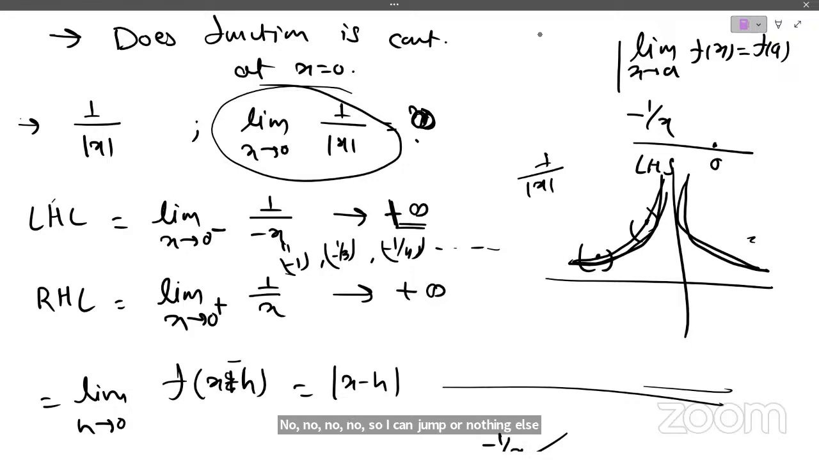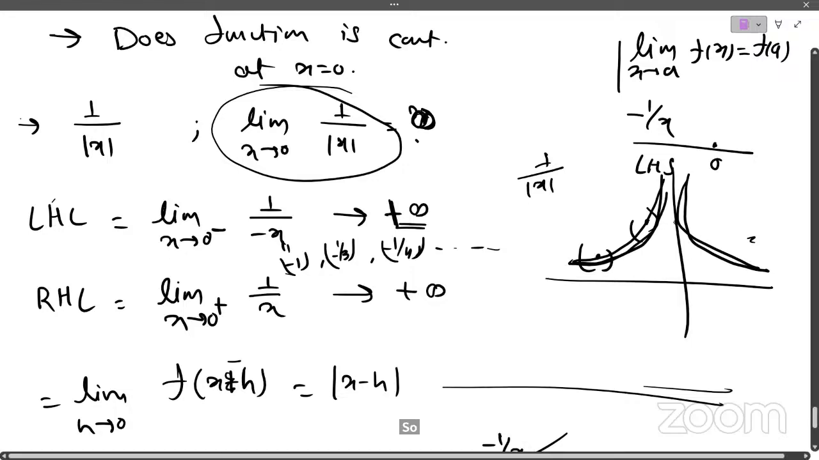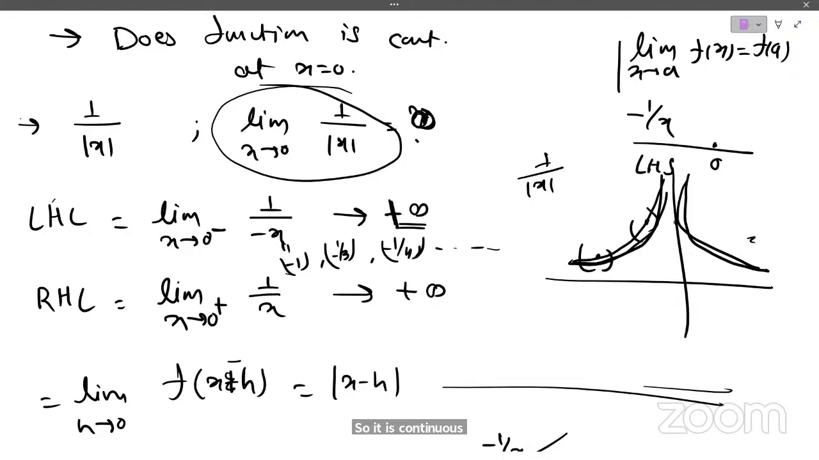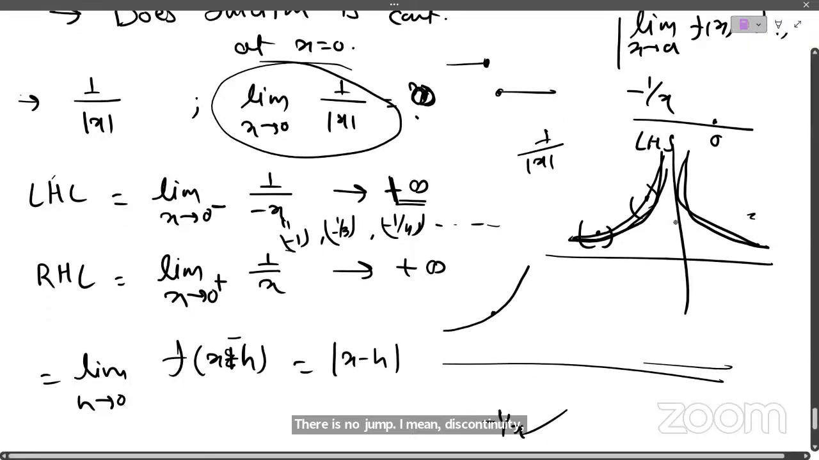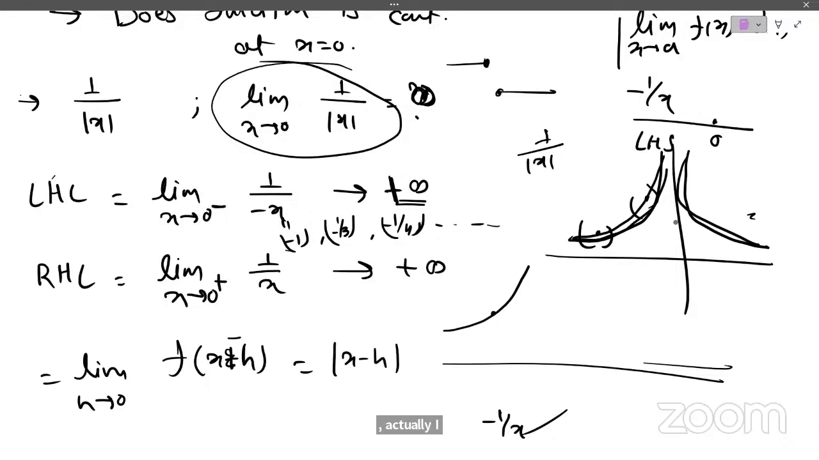So it is continuous, because there is no vertical asymptote? No, a vertical asymptote is something else. The graph is moving so smoothly, there is no jump. But what do you mean by discontinuity? At 0, what is happening? It is again going to infinity. Actually at x equals 0, the function is not defined itself. It goes to infinity, but we don't know where it is going. So at x equals 0, the function is not even defined.